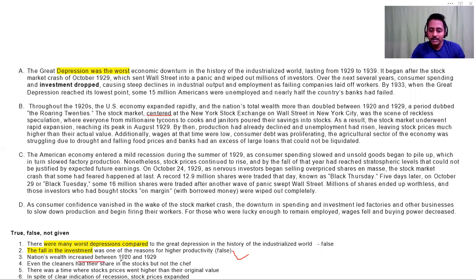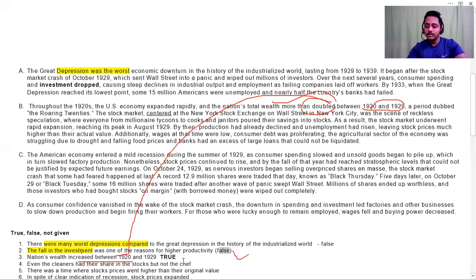Nation's wealth increased between 1920 and 1929. Wealth more than doubled. Double is referred to as increased as well. Simple one. I think everyone has given the correct answer here. If you have doubts, you can click on the chat option on the bottom right. Charu correct, Mini correct, Sarita correct.